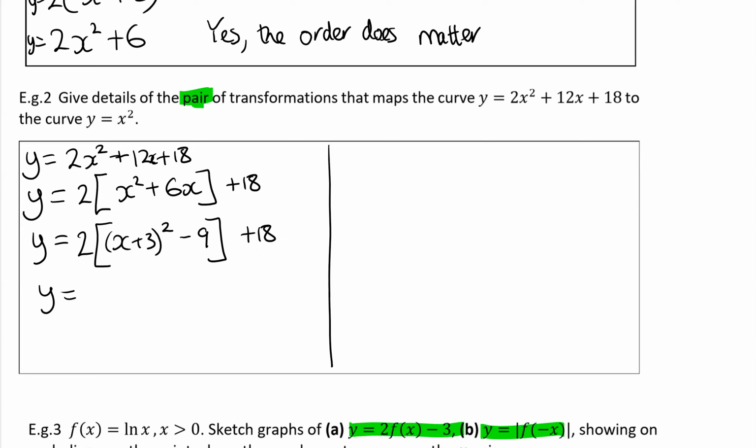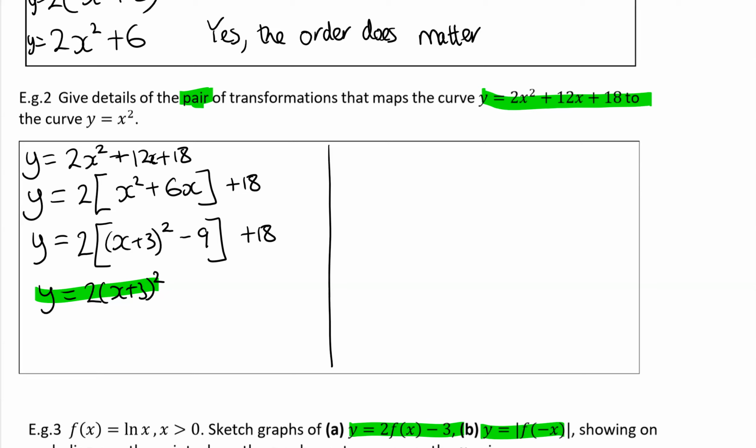Remember at the end, just expand that square bracket out, so 2 times (x plus 3) all squared. 2 times minus 9 is minus 18. Minus 18 plus the 18, well, that's just going to go. So all I've done there is just rewrite that 2x squared plus 12x plus 18.